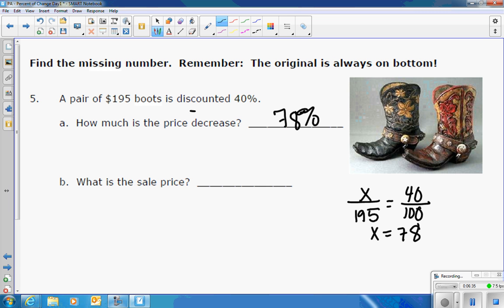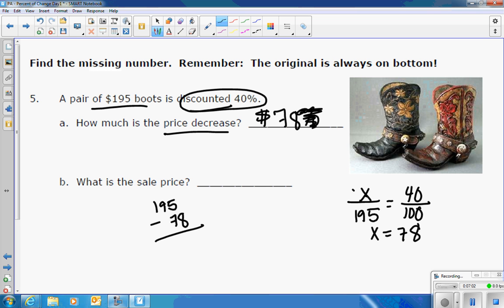This right here is a percent of change. All that I've done is I've put in my percent there since I don't have my discounted amount. So I've set up my proportion just a little bit differently. So if my price decreased by $78, and it was originally $195, I'm going to subtract those values to come up with my sale price, because my sale price should be less than my original.